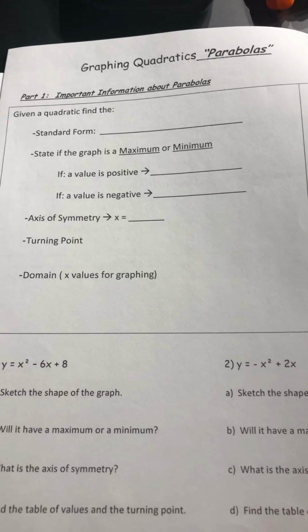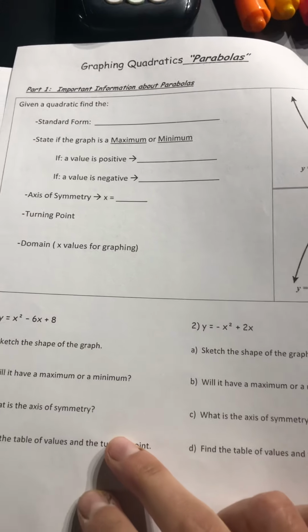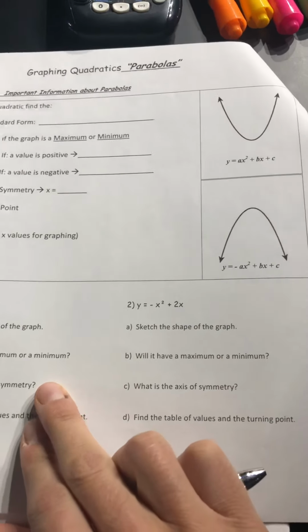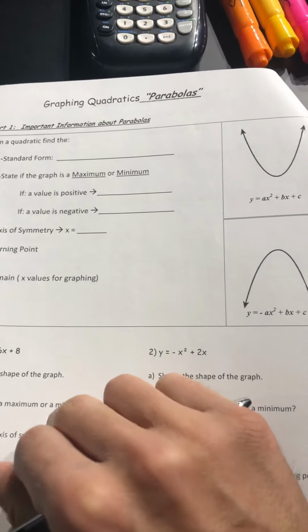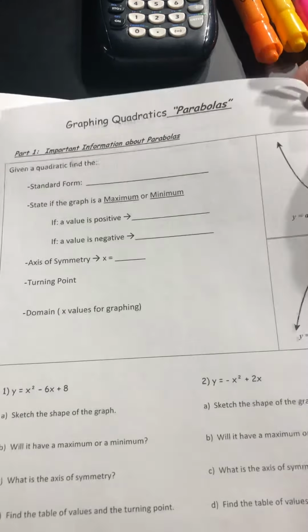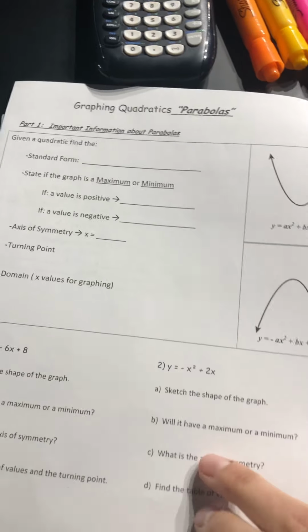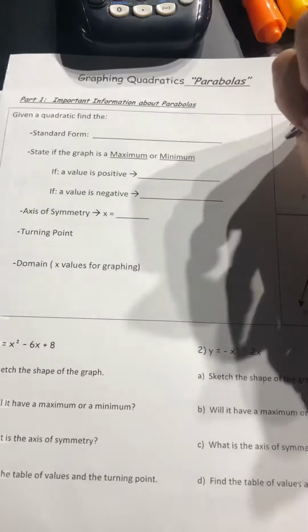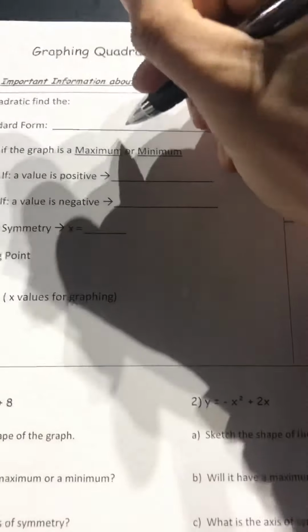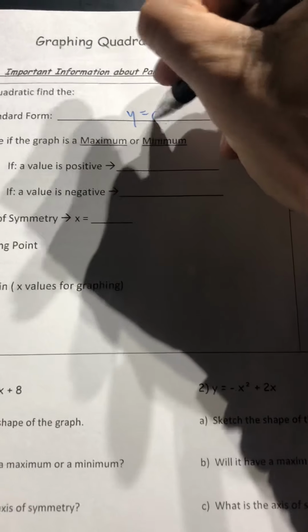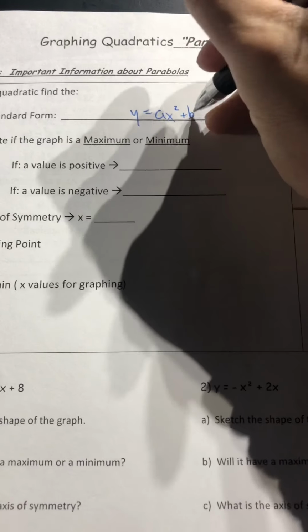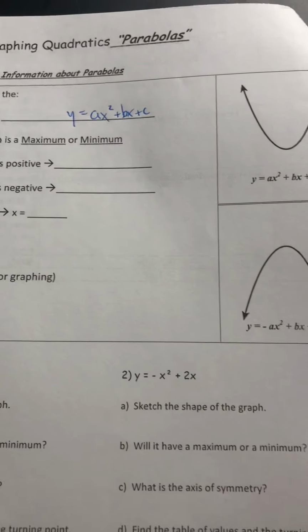All right, the first thing we have is standard form. So we have a quadratic, as we talked about the last few chapters. We have to make sure it's in standard form. Standard form is just decreasing exponent value. So we have y is equal to ax squared plus bx plus c.